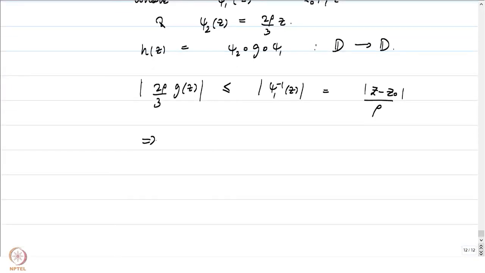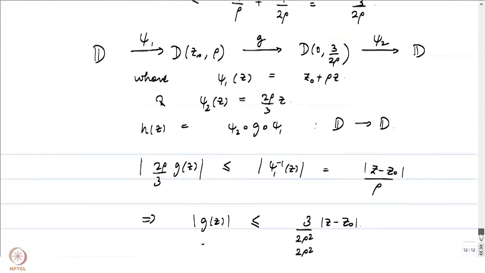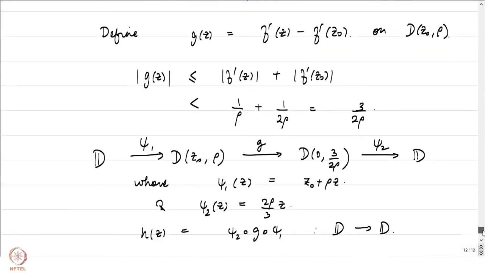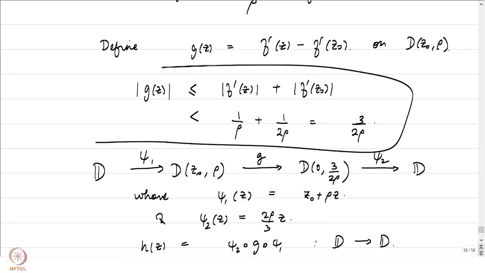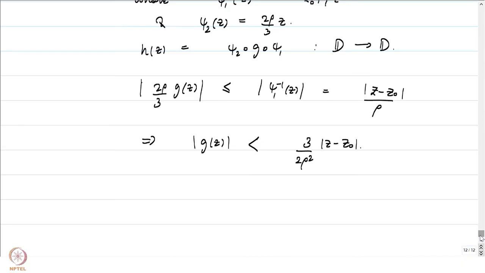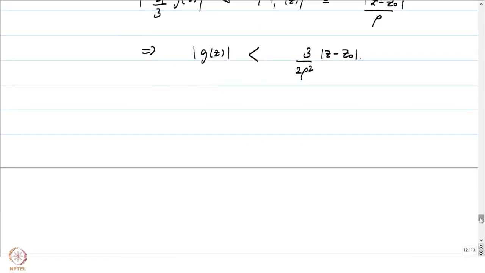And therefore, the absolute value of g of z is going to be less than or equal to 3 by 2 rho square times the absolute value of z minus z naught. So, we are good now because of g of z. And one more observation will be that this is going to be a strict inequality because there is a strict inequality here. This strict inequality will tell us that Schwarz's lemma here cannot be an equality, it has to be a strict inequality.